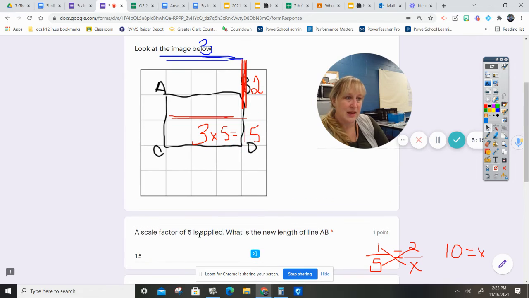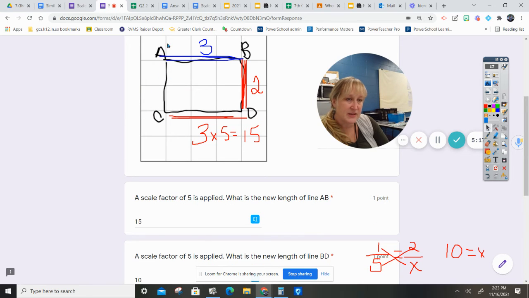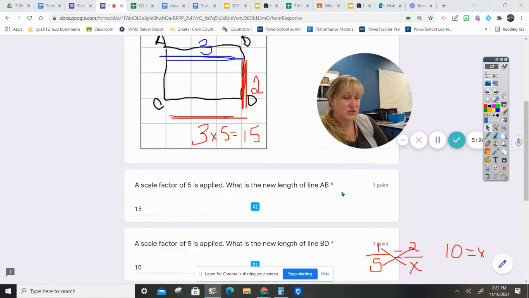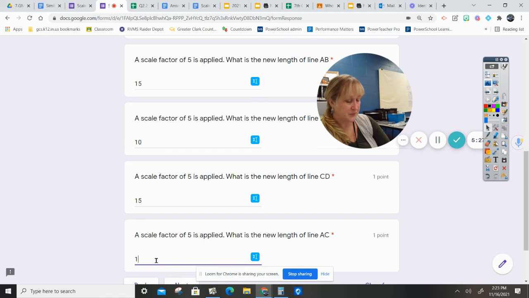And we need to look at line AC. So AC is right here. It is 2. 2 times 5, 10. So my answer to that one will be 10.